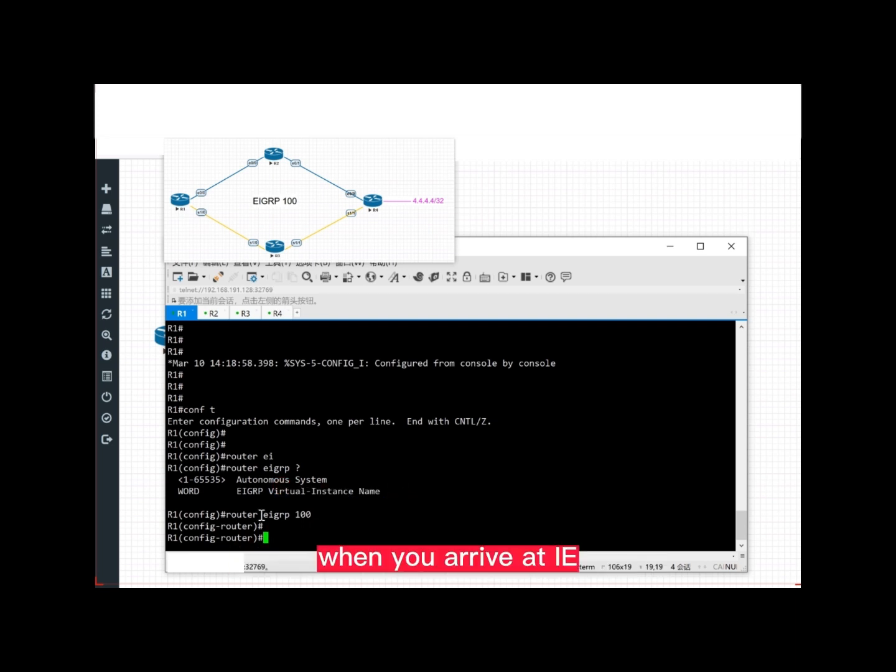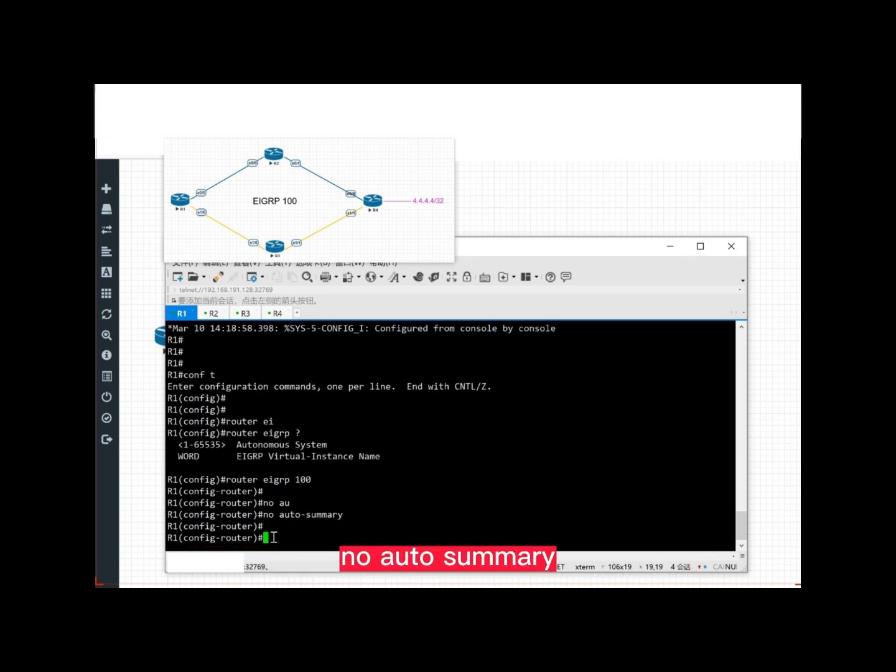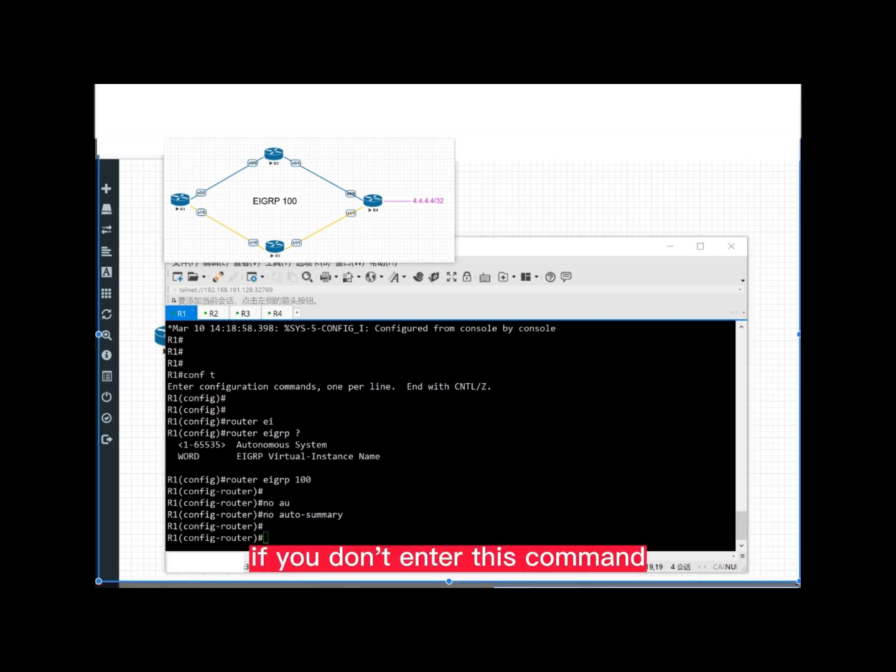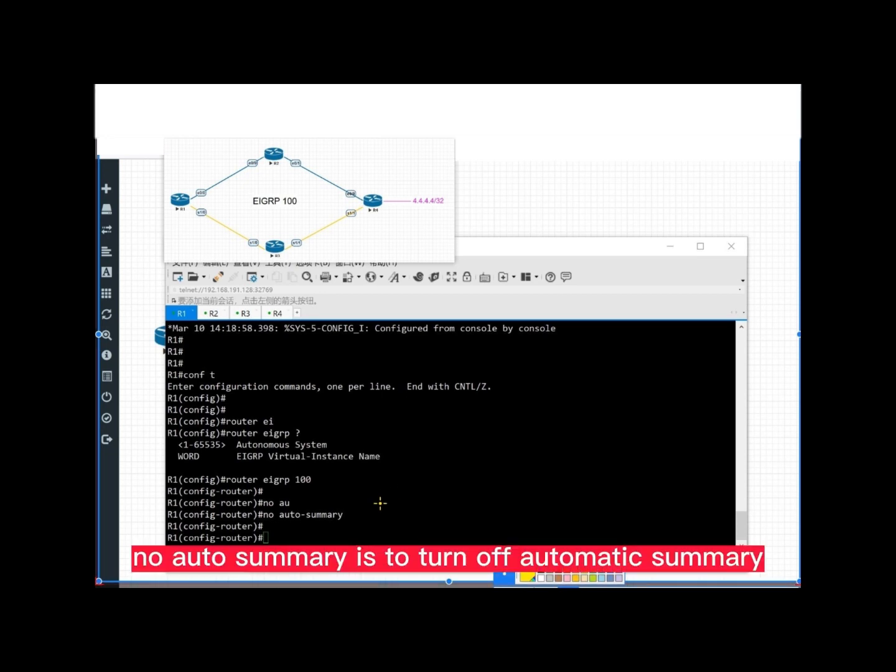When you reach the IE stage, you will learn it. When we enter the routing view of EIGRP, we must first enter a command. Please pay attention: we must first turn off auto summarization. No auto-summary. This command is very important. If you don't enter it, auto summary will be enabled by default. There are many commands enabled by default in Cisco, and you must remember each one. No auto-summary turns off automatic summary. This automatic summary is what I just told you.